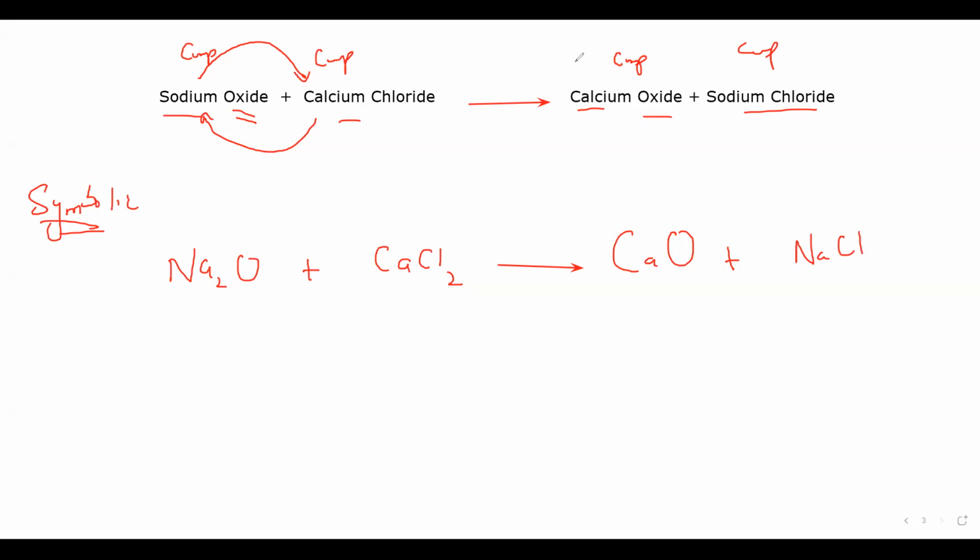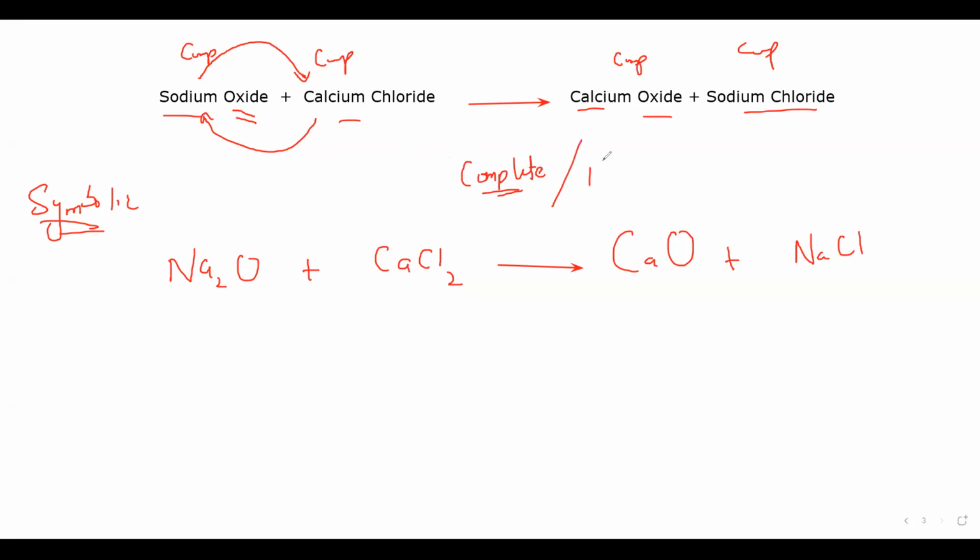We completed the equation. So when you're completing the equation, you don't have to bother about the balancing, because when you're completing the equation, you should check the right formulas. The correct formulas should be written, because if one of the formulas is wrong, the whole equation will be wrong.